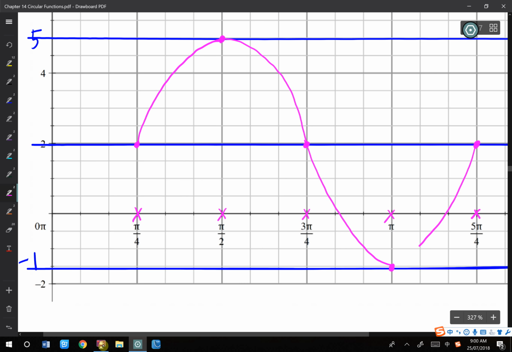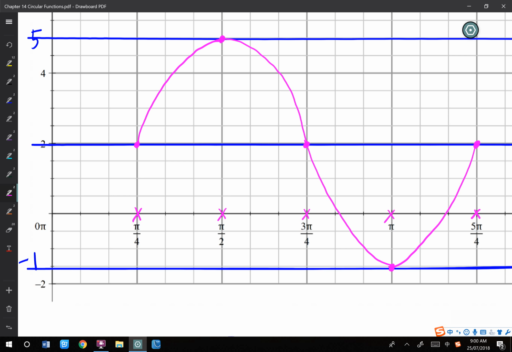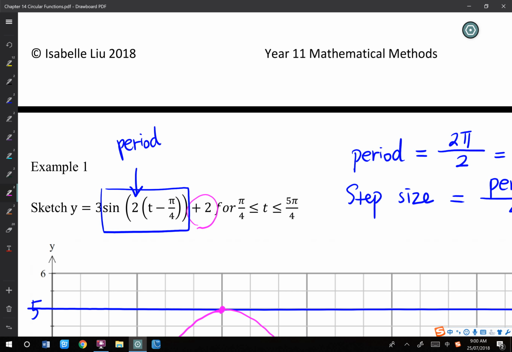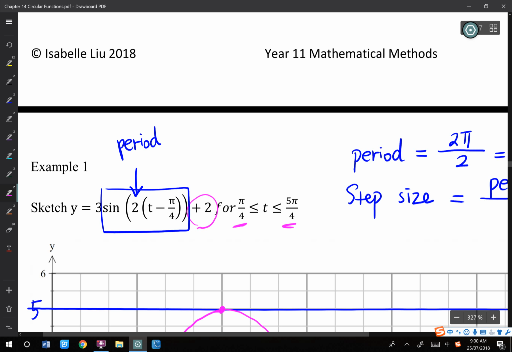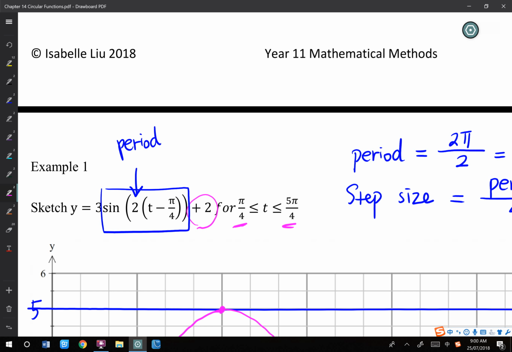Yes? Why does it start at 5? Domain given. Domain given, pi on 4, 5 pi on 4. So I need to sketch to that point or beyond that point.